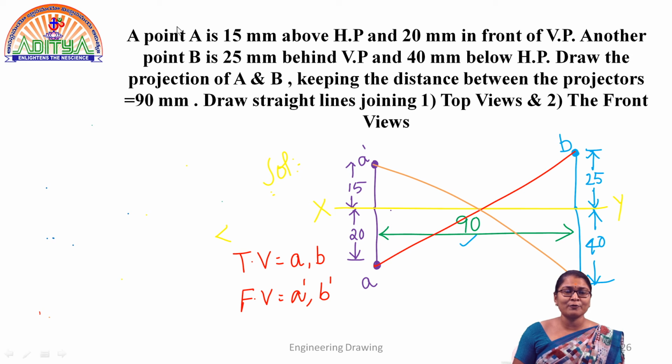So first we have to draw the projections of point A. This A dash is the front view and A is the top view. Above the reference line we get the front view A dash at a distance of 15, and the top view A at a distance of 20. So we have drawn the projections of A. Okay, completed. Next, another point B is 20 mm behind VP and 40 mm below HP.